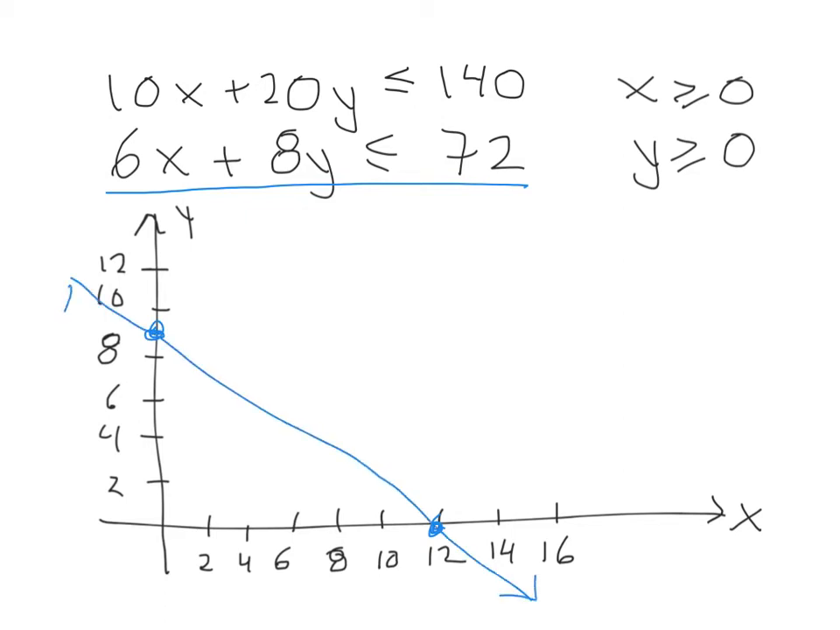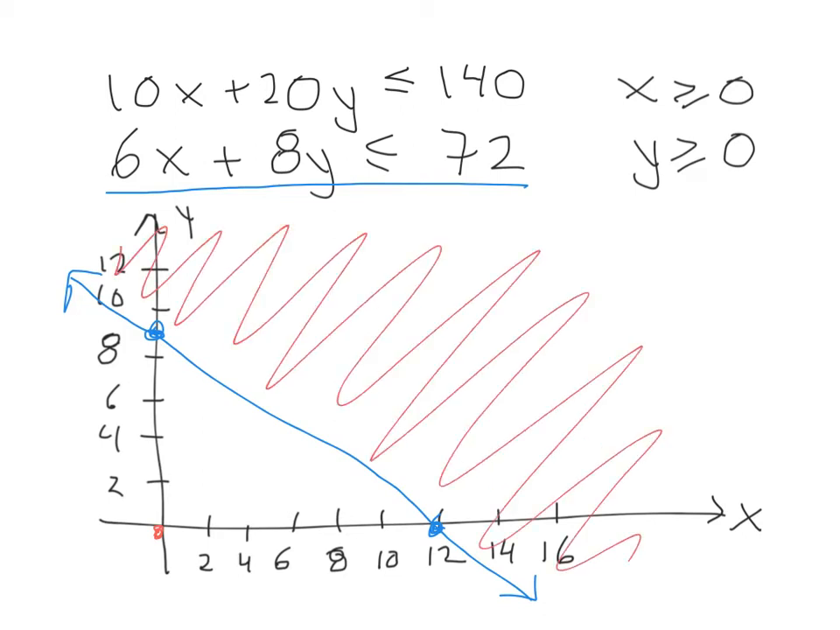Then we have to decide which side to shade. If I picked 0, 0 as a test point and plugged it in, I'd get 0 plus 0 is less than 72, which is true. So the bottom we keep and the top we throw away.